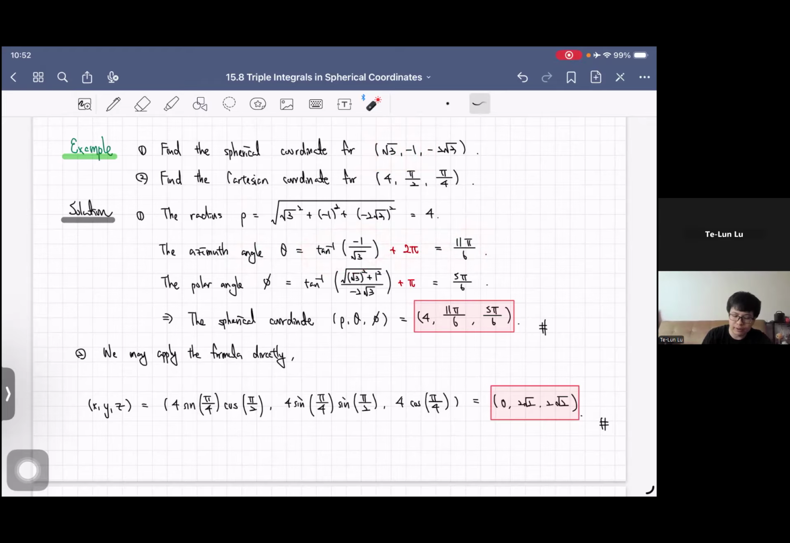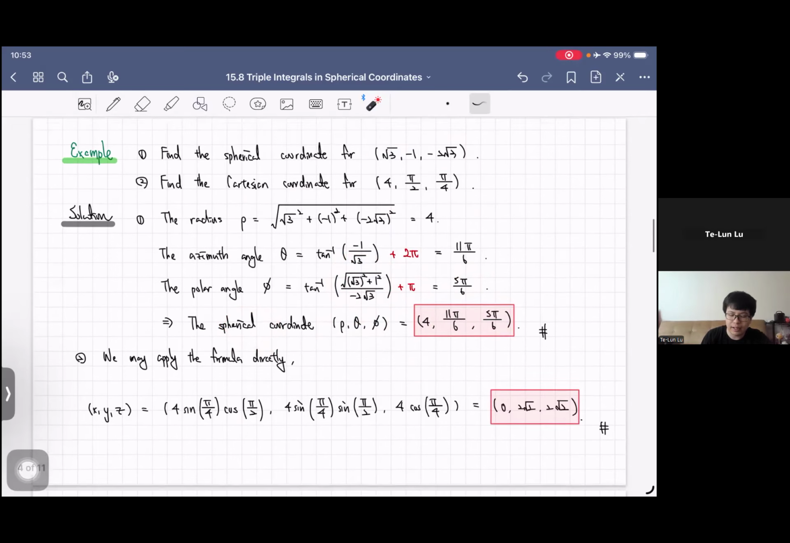Then for the polar angle, phi, again, it is simply tangent inverse of the square root of x squared plus y squared divided by z. So these two and this one. And obviously this is a negative value, so we add pi to correct the angle. And this is minus 1 over root 3 again, so it is minus pi over 6. Adding pi gives us 5 pi over 6. And therefore, the spherical coordinates are given by rho, theta, phi, where rho is 4, theta is 11 pi over 6, and phi is 5 pi over 6.